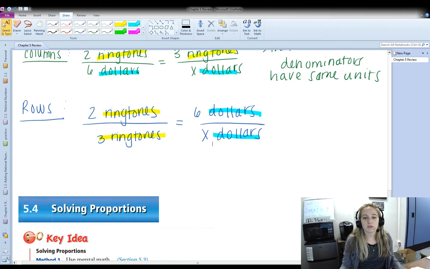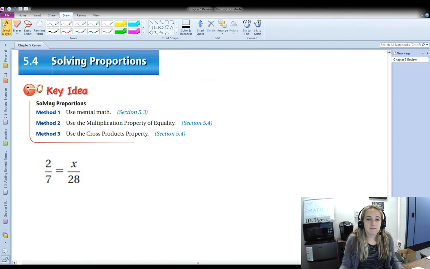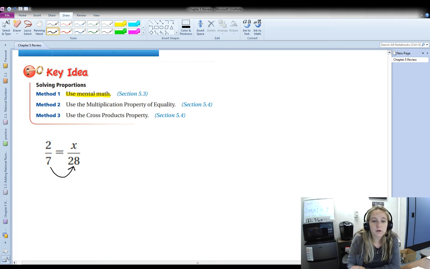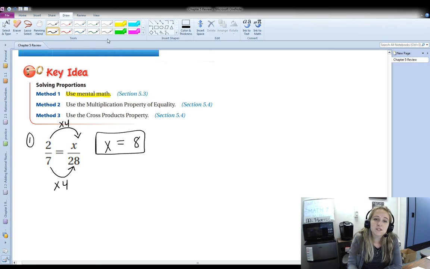And that's in 5.3. And then finally, we have 5.4, which is solving proportions. So there's 3 methods that they give us for solving proportions. The first one is use mental math, okay? And that's to say, okay, how did they get from 7 to 28? Well, I can say that they multiplied by 4. So then to get from 2 to x, you need to also multiply by 4. So I know that x will equal 2 times 4, which is 8. So that's the first method.